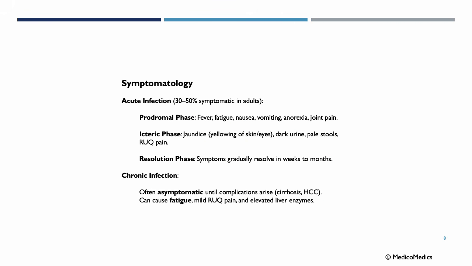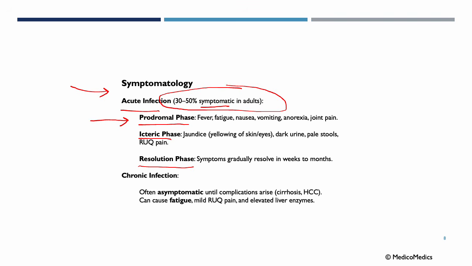So now then, let's go back to hepatitis type B symptomatology. In an acute infection, about 30 to 50% of adults will be symptomatic. We divide the symptom phases into the prodromal phase, the icteric phase, and the resolution phase. Again, this is when we're talking about an acute infection with hepatitis B. So in the prodromal phase, you will see fever, fatigue, nausea, vomiting, perhaps anorexia, and joint pain.